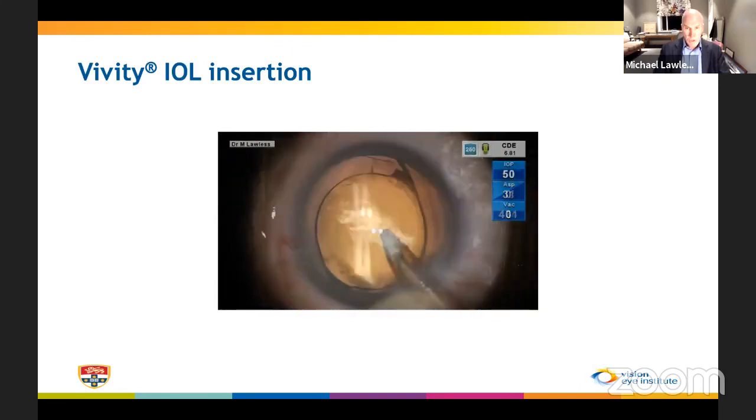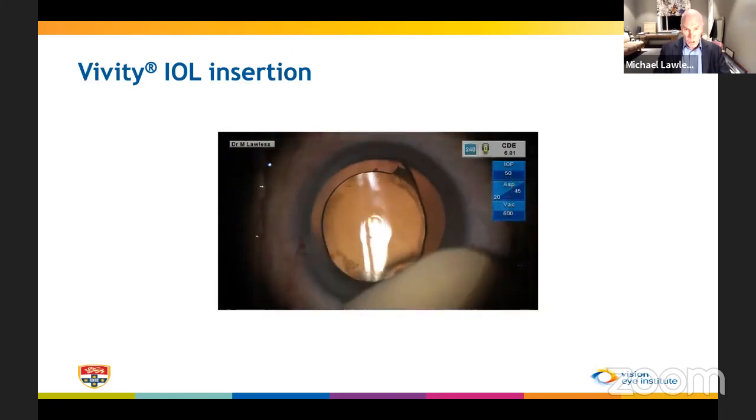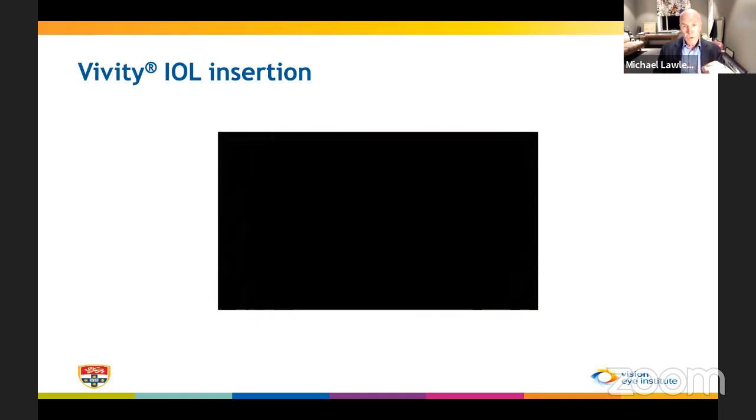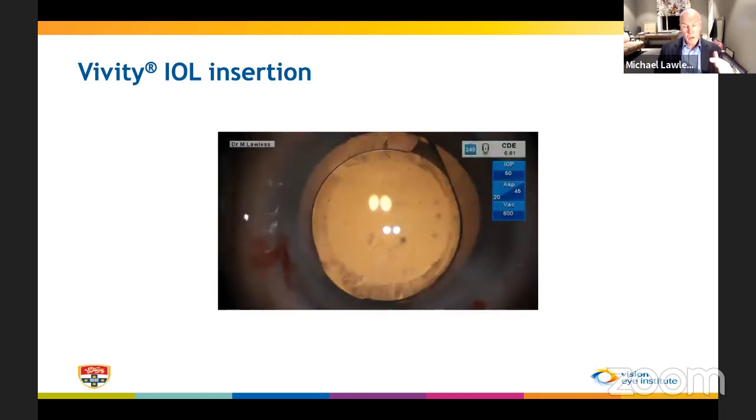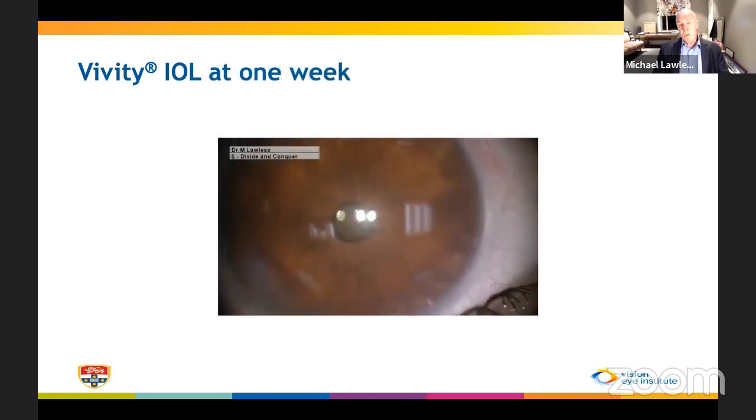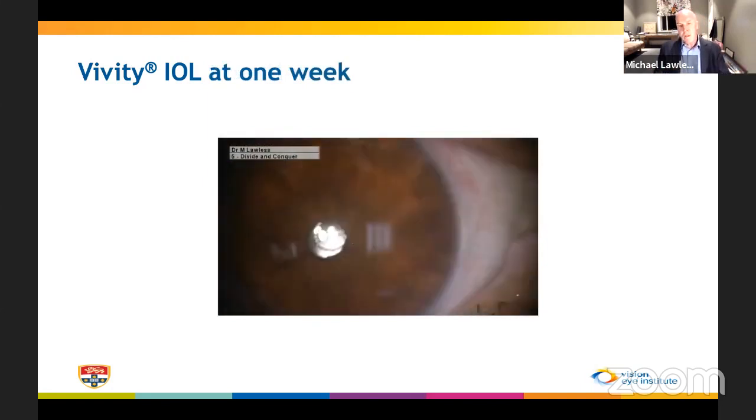You see here, at the end of the procedure, you just see the little ring there centrally, and then I move the light, that's the same eye, 10 seconds later, and then you can't see it. So you have to get the transillumination right in order to actually see that this is a Vivity lens, because that lens right now is a Vivity, but you couldn't tell from that angle. But my point is that it behaves exactly like a lens that you're familiar with.